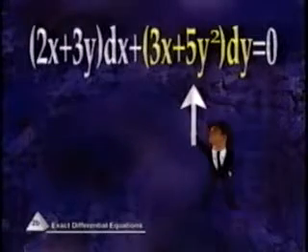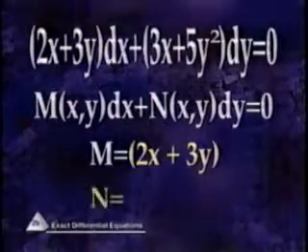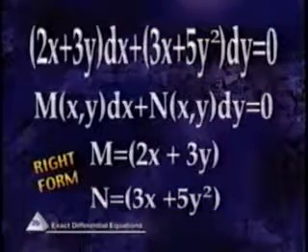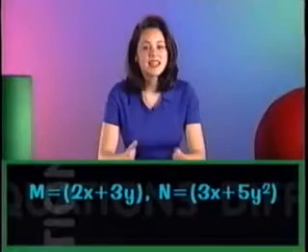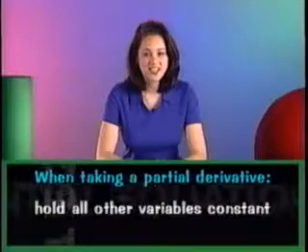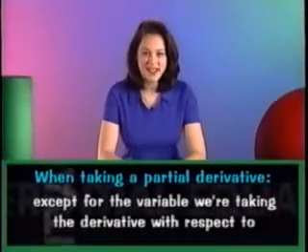First, we need to see if our equation (2x + 3y) dx + (3x + 5y squared) dy equals 0 is in the right form. Comparing it to the general form, M of x y dx plus N of x y dy equals 0, we can easily see that M is the first part here, the 2x + 3y, and the N is the second part, the 3x + 5y squared. So, the equation's in the right form, and we've got our M and N. Now that we know what M and N are, we need to take their partial derivatives. Remember, when taking a partial derivative, we hold all the other variables constant, except for the variable we are taking the derivative with respect to.